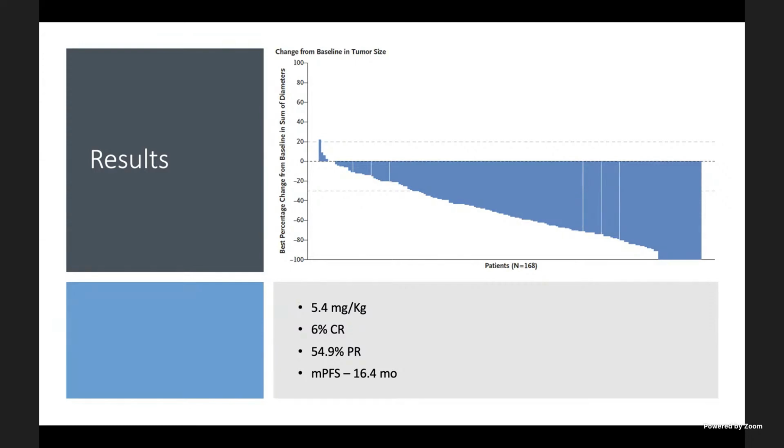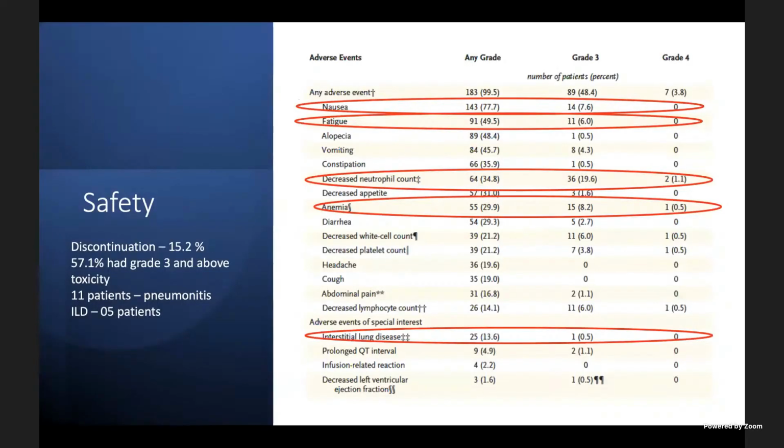It had 6% CRs and such a beautiful waterfall. This tells you that you have a very, very effective drug on your hands. And as you can look, 54.9% PR rate. So this gives you about somewhere around 61% clinical response rate. And in this heavily pre-treated population, you had a median PFS of 16.4 months.